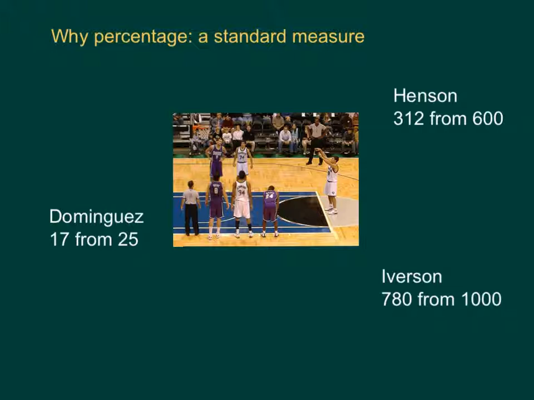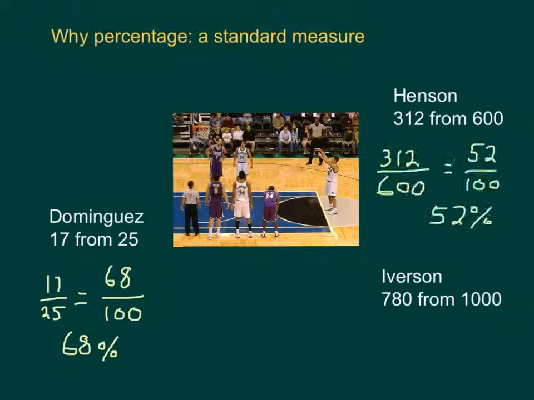But if I can work out how many shots each player will make if they were given 100 efforts, I've got a kind of standard way of comparing their performance. If Dominguez is making 17 from 25, I can assume that from 100 shots, 4 times as many, he'll make 68 of them, 68% out of 100. If Henson's making 312 out of 600, to work out how many he'd make out of 100 shots, I need to divide by 6, 52%.